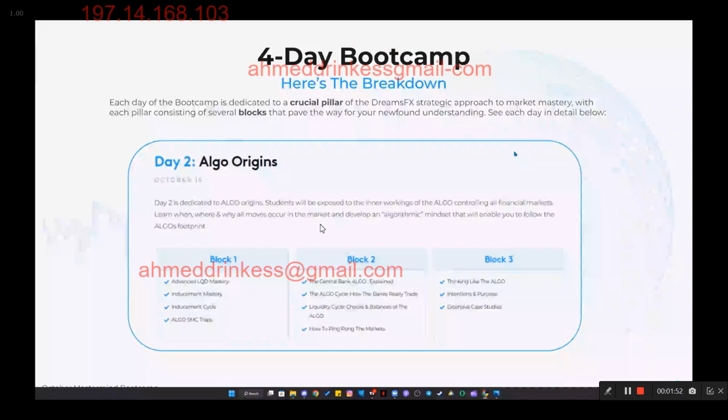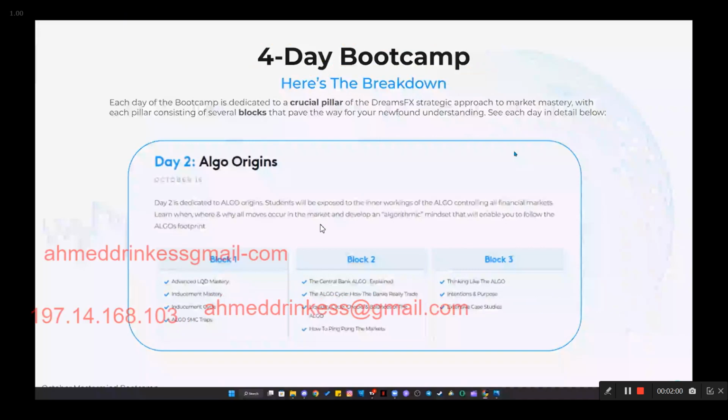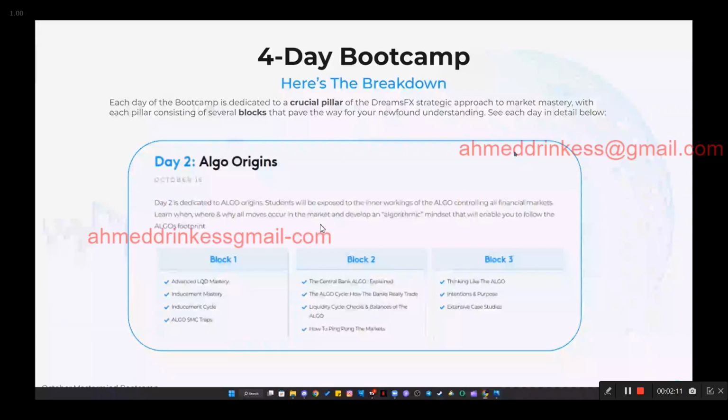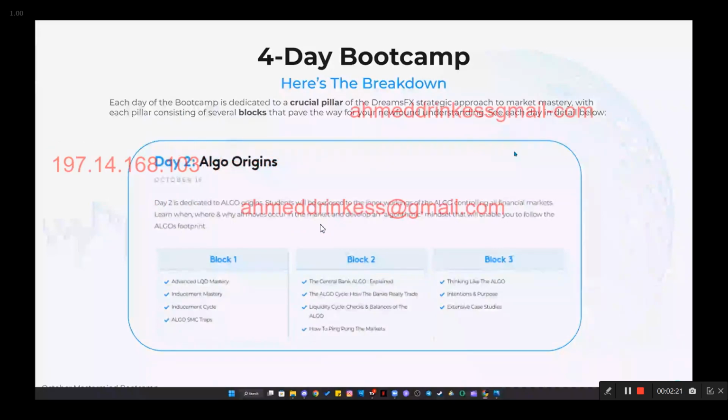So today is going to be exposing the algo origins to you, talking about what it is, why we use it, how I came across it, my own findings, and then how we apply this consistently on a daily basis for intraday, scalp, swing, and position trades. Today, you are going to be learning about the inner workings of the algo controlling all markets, learning when, where, and why all moves happen, and how to develop this algorithmic mindset that will enable you to follow the algo footprint.